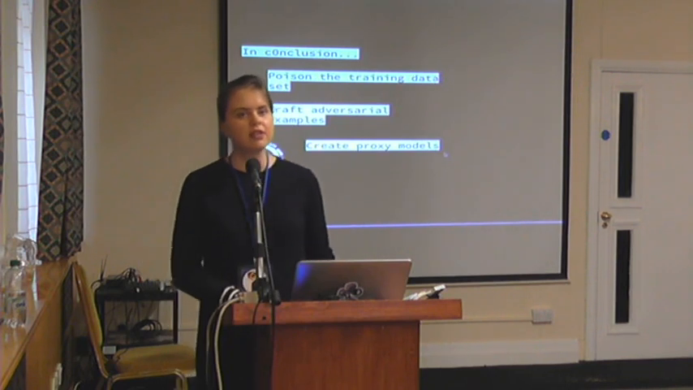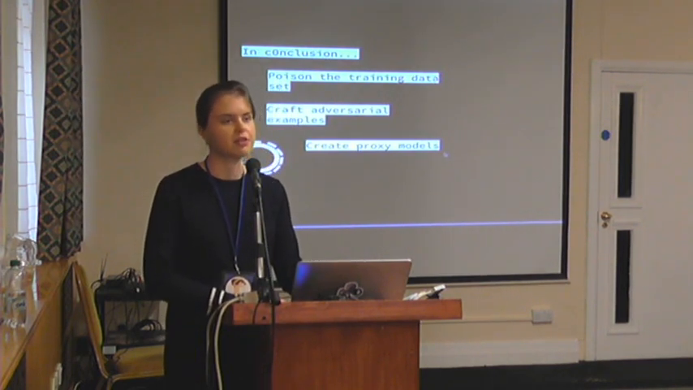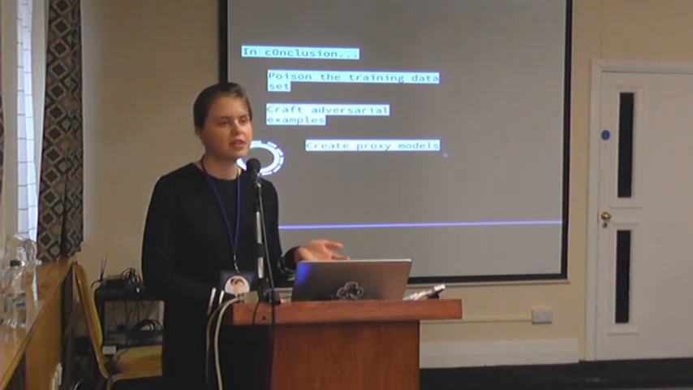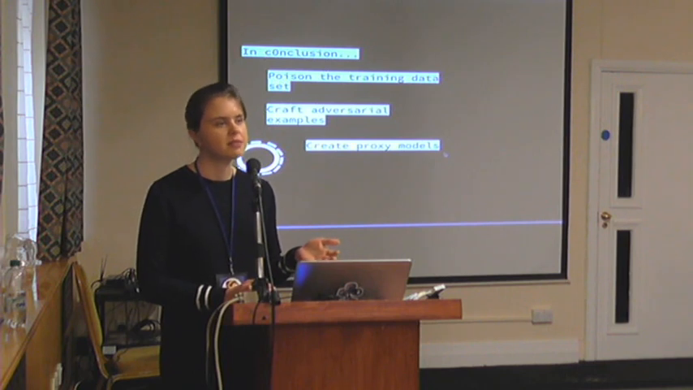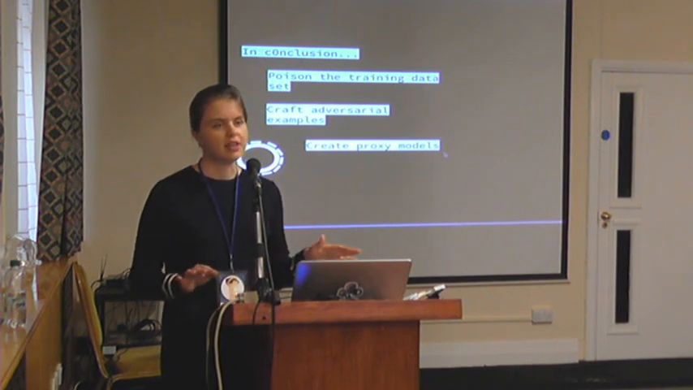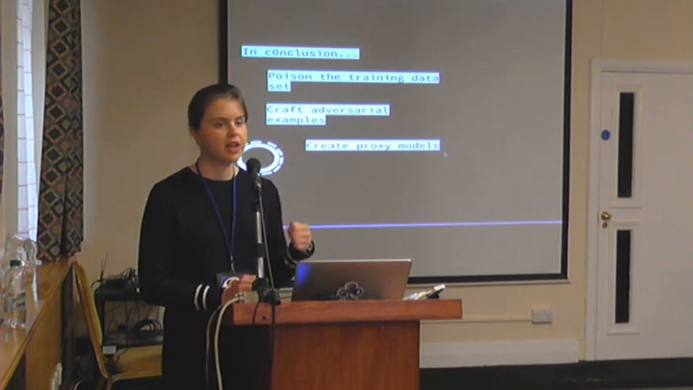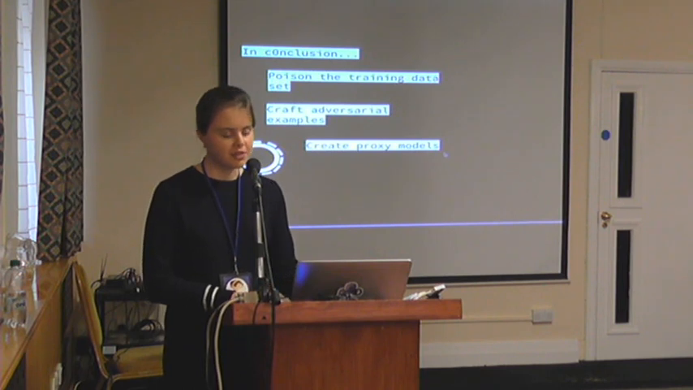Right, so in conclusion, there are several ways that you can compromise the integrity of machine learning models. You can poison the training data, but this is quite expensive and assumes that you have a lot of access into the system. You can craft adversarial examples by knowing some properties of the system. And if you don't know anything, which is probably the most realistic scenario, you can train a local proxy model that fairly well approximates the functionality of the model that you're attacking.